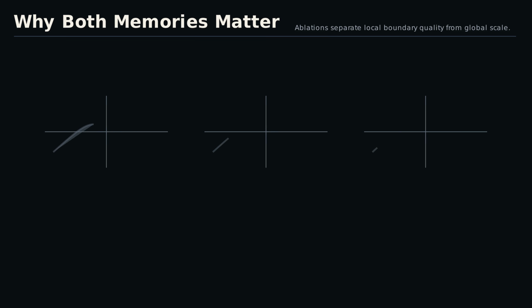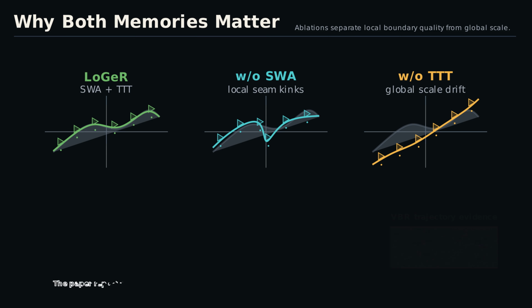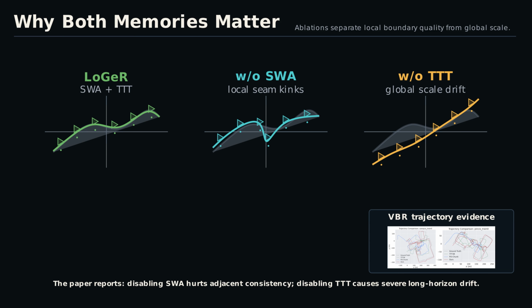If SWA is missing, boundaries can misalign because the compressed state is too lossy for local geometry. If TTT is missing, the local seams may look smooth, but the camera path can drift because the global scale anchor is gone.